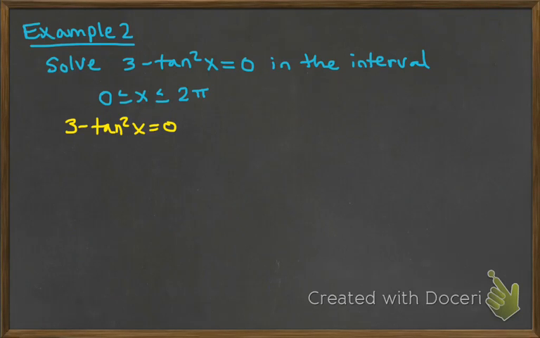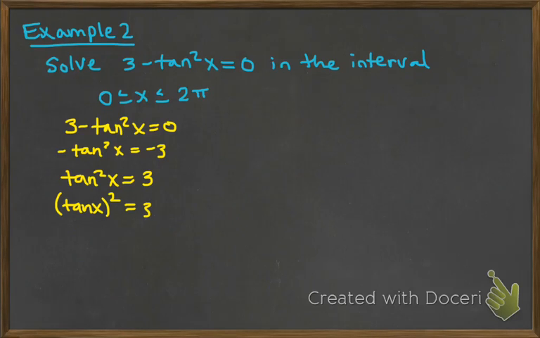I'm going to subtract the 3 over, so negative tangent squared of x equals negative 3. Divide both sides by a negative, so the tangent squared of x equals a positive 3. And now remember, the tangent squared of x is the same thing as saying the tangent of x, that quantity squared. We just write it on trig functions by the trig function, so it doesn't look like it's just on the x. So in order to solve something like that, we take the square root of both sides.